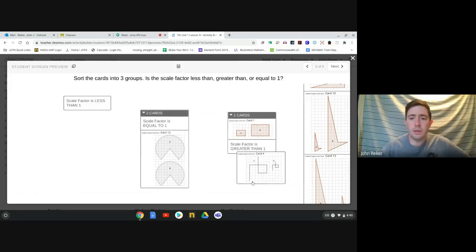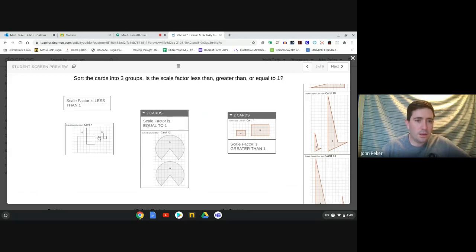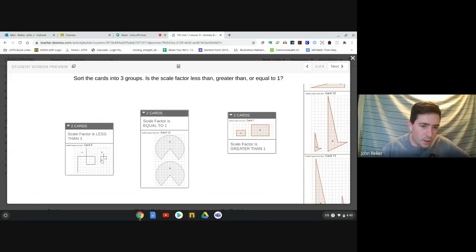Okay, and this one here has to be less than 1. Look at A here. Look at this figure. It's big, and then B, its copy, is smaller. So this has to be a scale factor less than 1. Now, real quick, let's just determine what the scale factor of this one is. Let's just take this little side right here. 1, 2. All right, 2 over 1, 2, 3, 4, 5, 6. 2 over 6 is simplified into 1/3. 1/3 is less than 1. So that's how you do that.